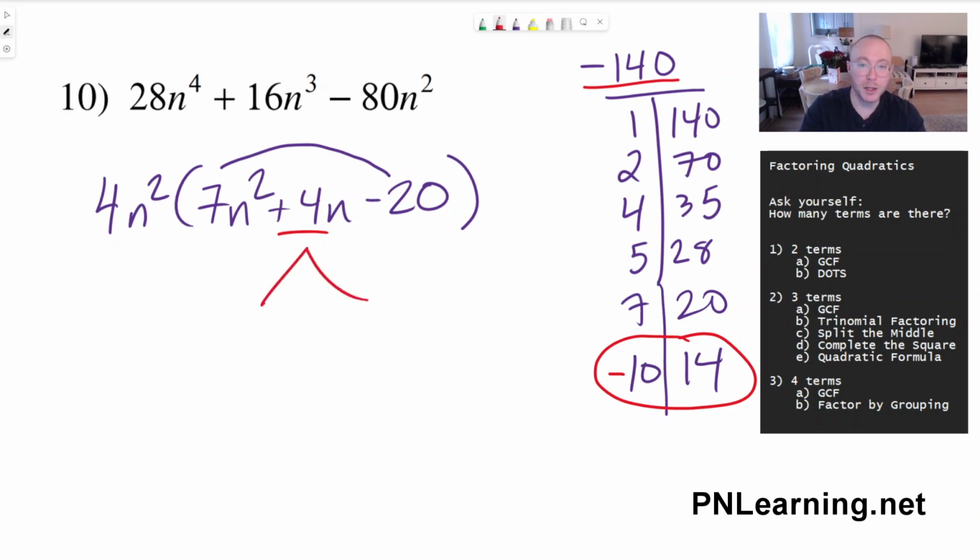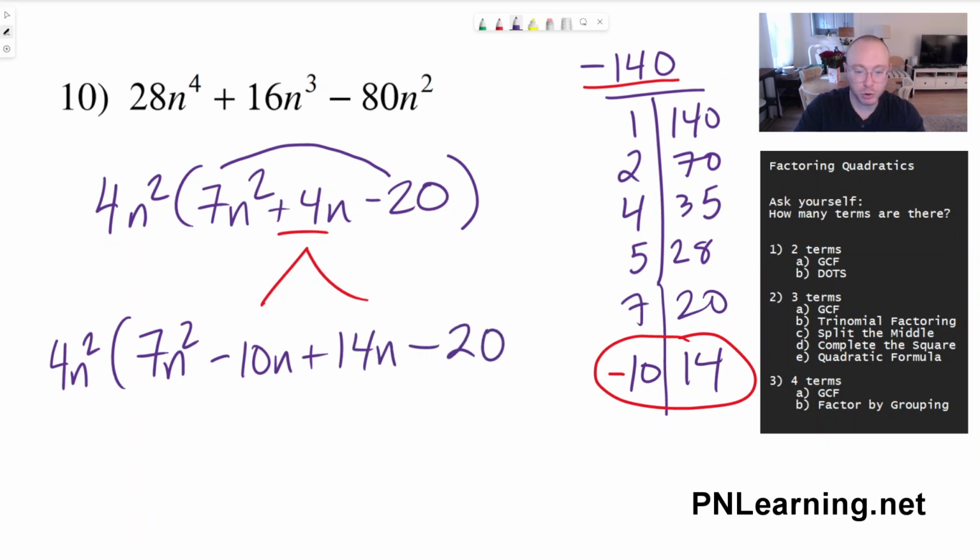So let's go ahead and split the middle, and just make sure we're careful in just bringing everything else down, right? We want to bring down the 4n squared, that was our GCF. 7n squared, that's our first term, and here we are, we're going to split the middle. We've got a negative 10n, and a plus 14n, and bring down the minus 20. We've now got 4 terms in the parentheses. Let's try to see what our GCF would be. Let's bring down 4n squared.